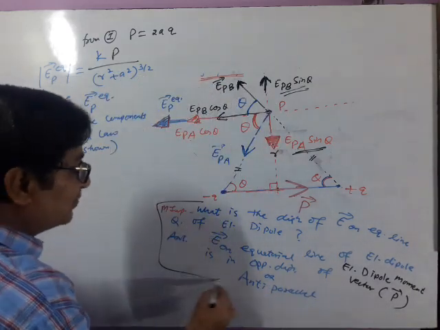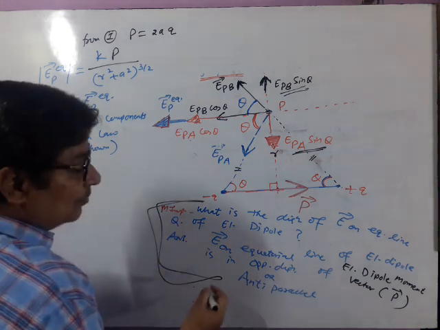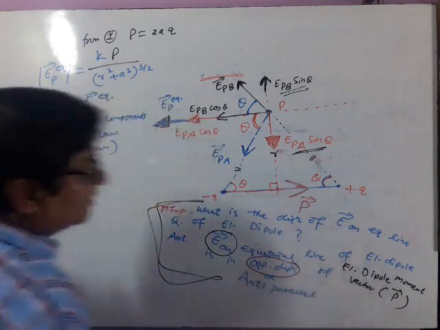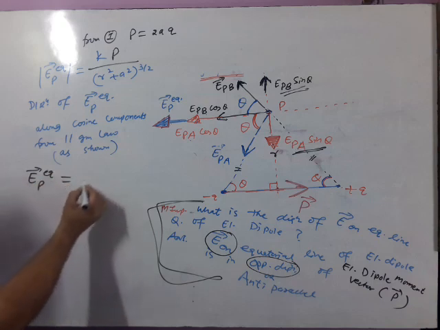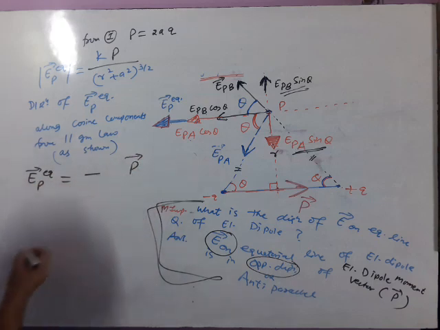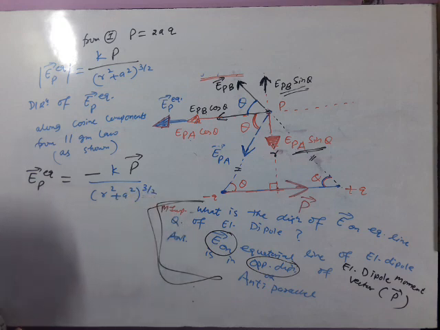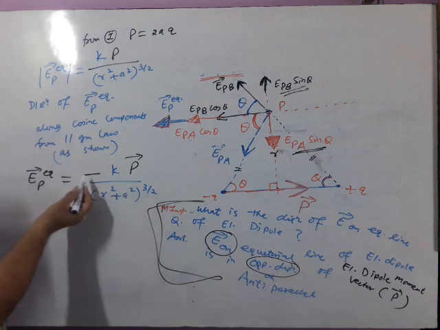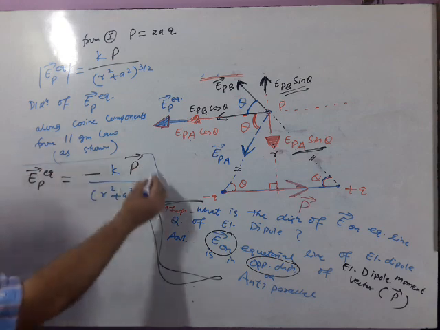Now this is a very special separate question, but from this you came to know the electric field on the equatorial line is in the opposite direction of p vector. So if you want to write this in vector notation, you will have to write minus of p vector and copy the remaining: k upon (r square plus a square) whole power 3 by 2. This minus sign signifies that whatever the direction of p vector, the electric field on the equatorial line will be in the opposite direction.